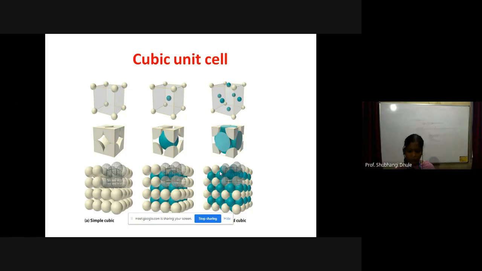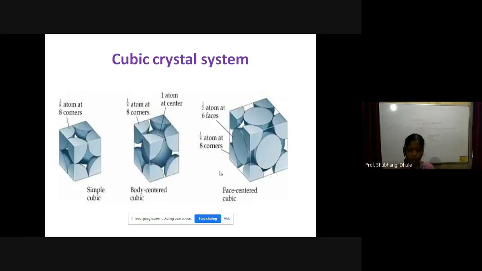Now we are going to learn how many constituent particles are present inside a single unit cell of every type of cubic unit cell. So this is again the cubic crystal systems. These images are very useful to understand the exact concept of the solid state, and I again express my courtesy for these images which we have taken from the internet.